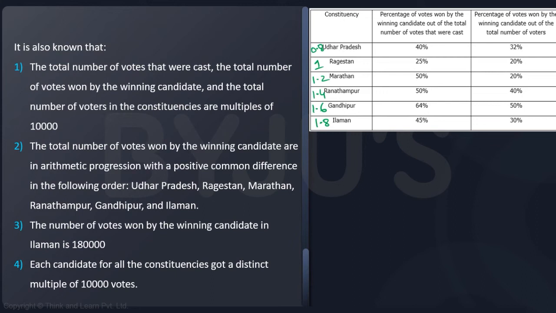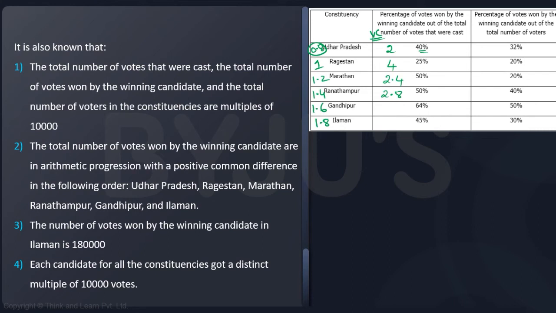0.8, 80,000. So if I call this the votes cast, votes cast will be this number divided by 40%. So 0.8 by 0.4. So votes cast will be 2 lakhs. 1 by 0.25, so this will be 4 lakhs. 1.2 by 50%, 0.5, so this will be 2.4 lakhs. 1.4 by again 50%. So 1.4 by 0.5, that is 2.8 lakhs.